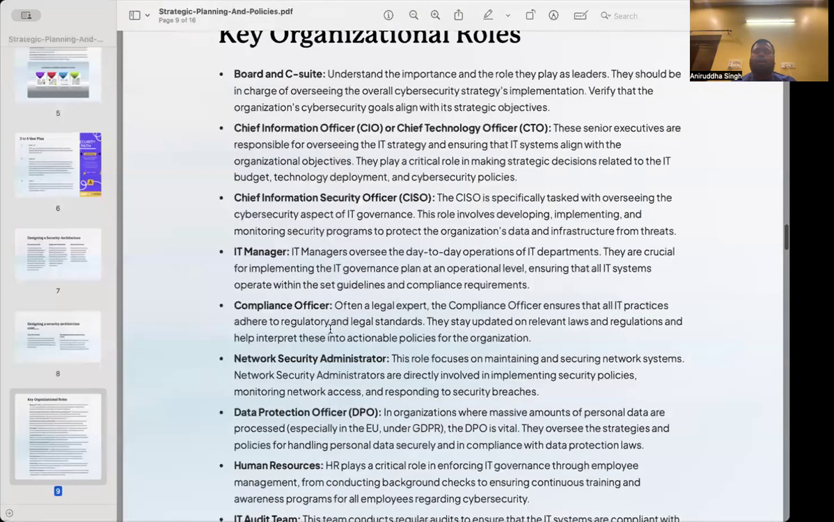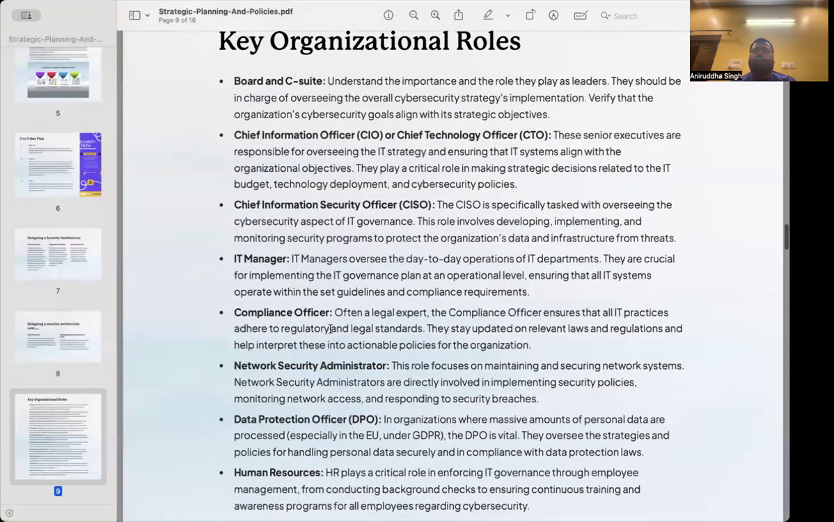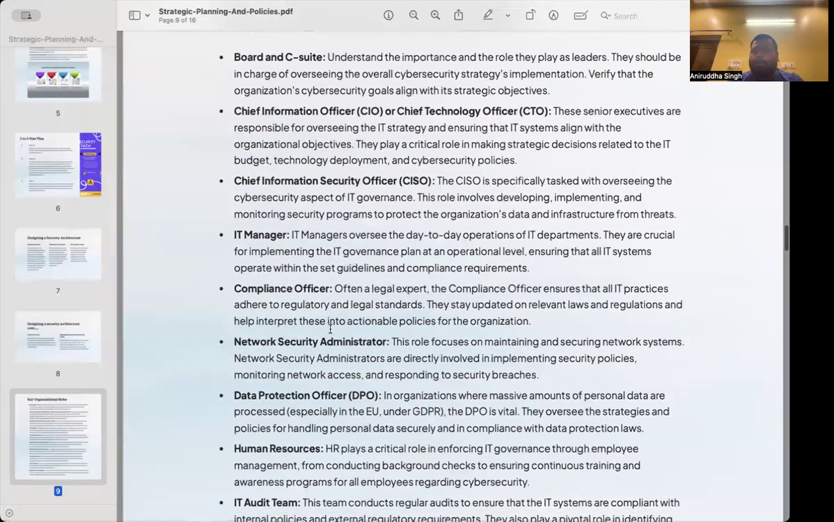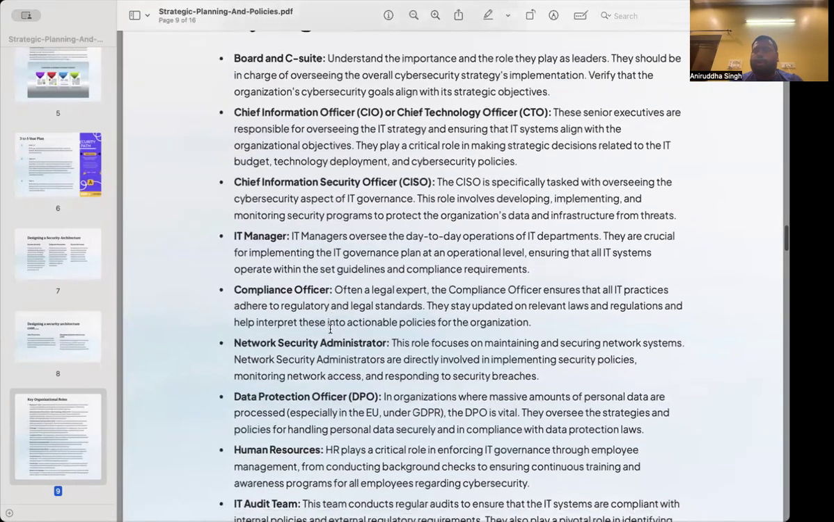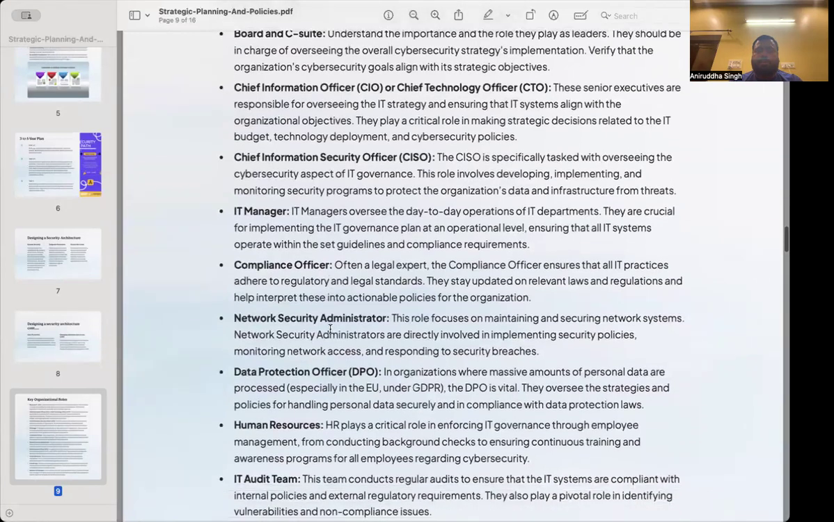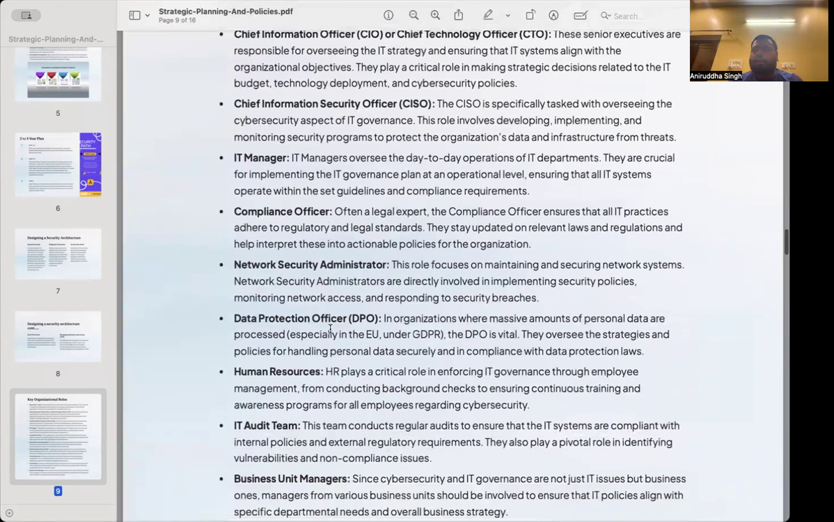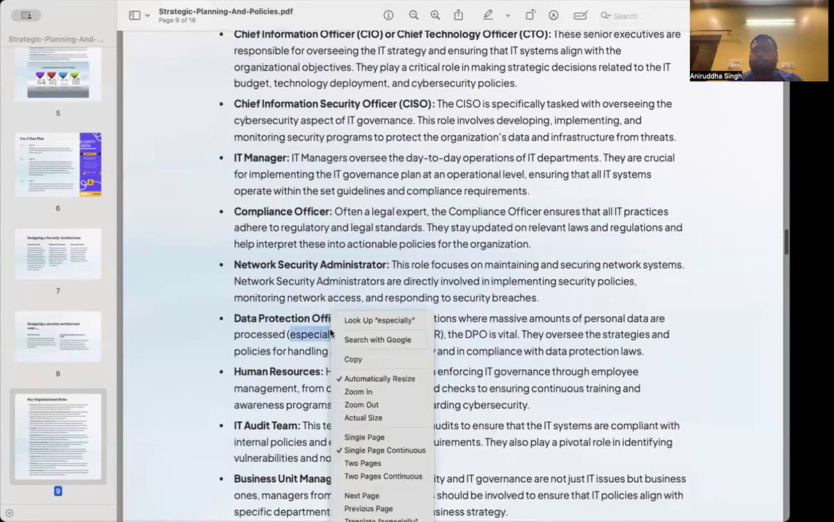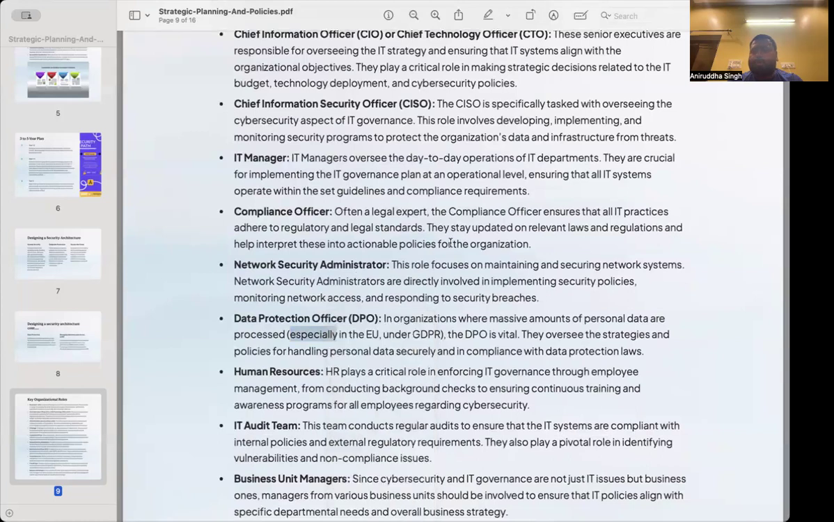Now we have some key organizational roles that play a very important role here. We have the board and C-suite, who need to understand the importance of aligning the organization's cybersecurity goals with its strategic objectives. Then our CIO or chief technology officer needs to play a critical role in making strategic decisions related to the IT budget, technology, and cybersecurity policies. Our chief information security officer oversees the cybersecurity aspect of IT governance.